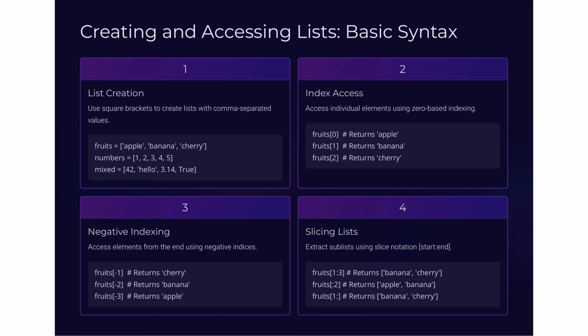Creating lists in Python involves using square brackets with comma-separated values. Access elements with zero-based indexing, like fruits[0] for apple. Negative indexing allows access from the end, such as fruits[-1] for cherry. Use slicing to extract sublists, like fruits[1:3] for banana, cherry.